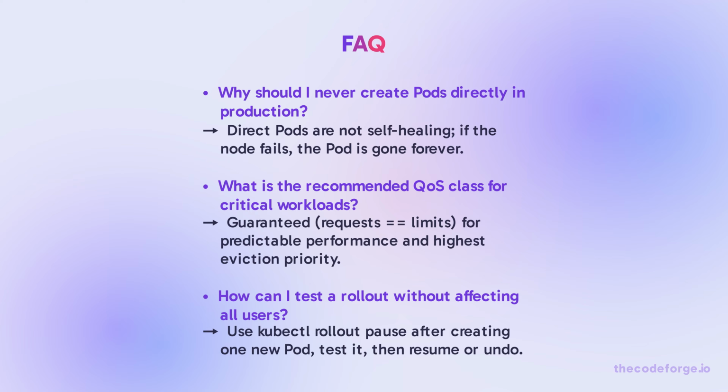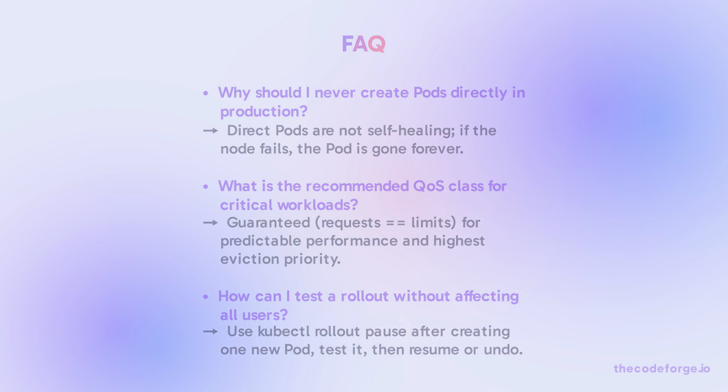What is the recommended QoS class for critical workloads? Guaranteed, requests equal limits, for predictable performance and lowest eviction priority. How can I test a rollout without affecting all users? Use kubectl rollout pause after creating one new pod, test it, then resume or undo.